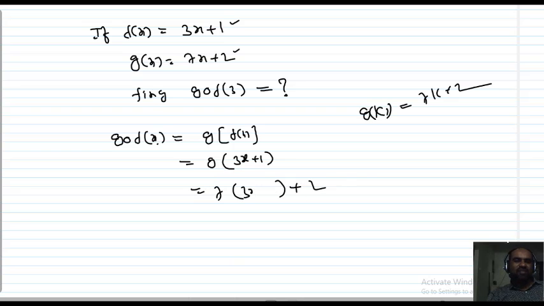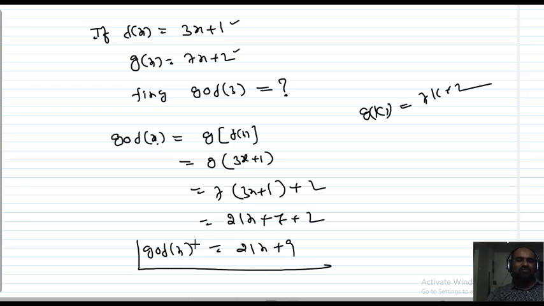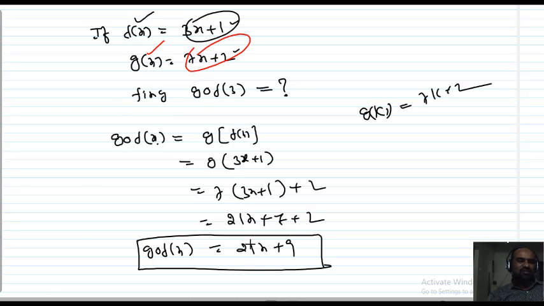Here k means 3x plus 1. So what happens? 21x plus 7 plus 2, so 21x plus 9. This is the new rule for the new function, that is the G circle f function. Understood? This is the rule for this function, and this is the rule for the new function.